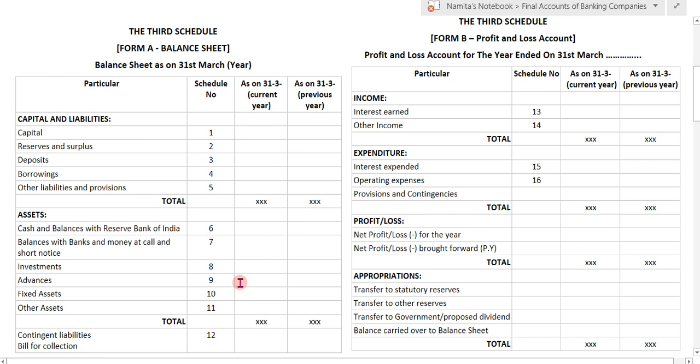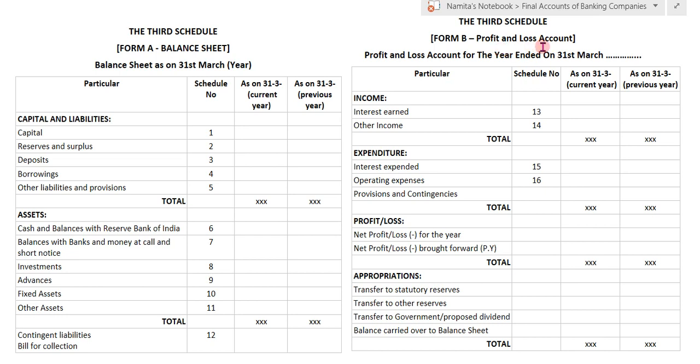So every banking company in India has to prepare the balance sheet in this format. The format is given in Form A. I will repeat again, the balance sheet is divided into 3 parts. Capital and liabilities, total 5 schedules are of liabilities, then assets, total 6 schedules, and other liabilities, that is contingent liabilities, schedule number 12.